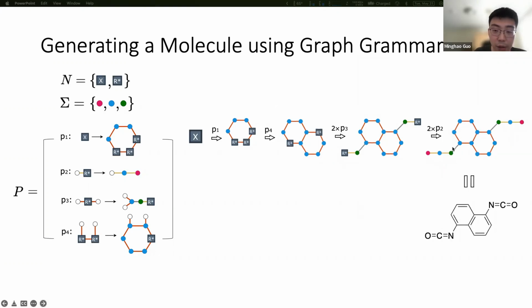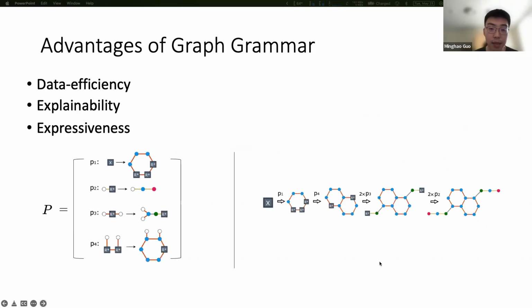The final generated graph can be converted to a molecule, which in this case is a diisocyanate called NDI. By carefully designing the production rules, the generated graph can be converted to many different molecular structures. Such a graph grammar has, I think, several advantages, which are needed for an ideal molecular generation system.